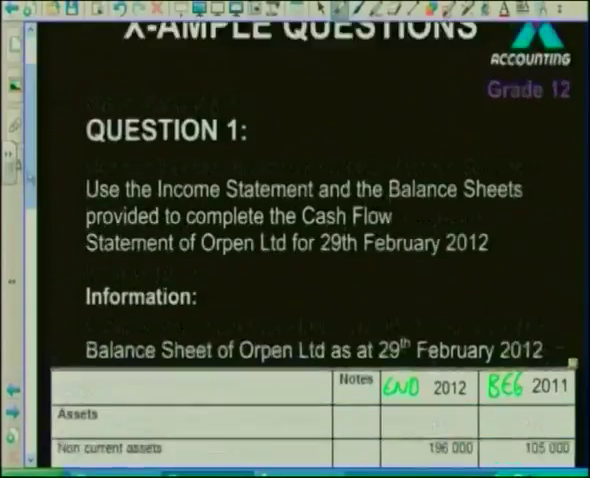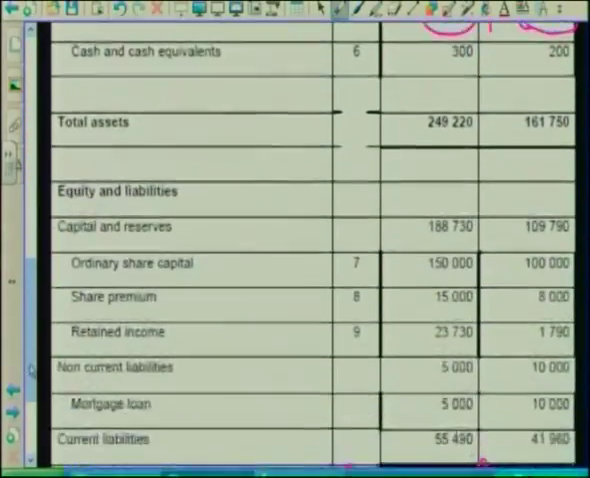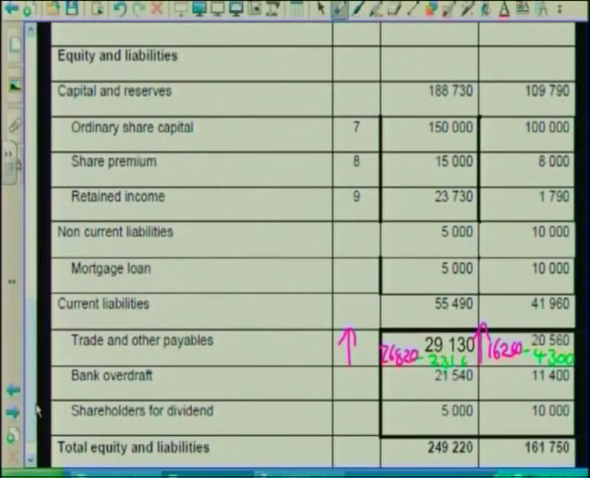So where am I going to find this amount? Okay, very close. In my balance sheet under liabilities. So let's now go to your balance sheet. There we go. There's our balance sheet. And we're looking at the end of the year under current liabilities. There we go. Shareholders for dividends. At the end of the year, you are owing your shareholders an amount of 5,000 Rand.